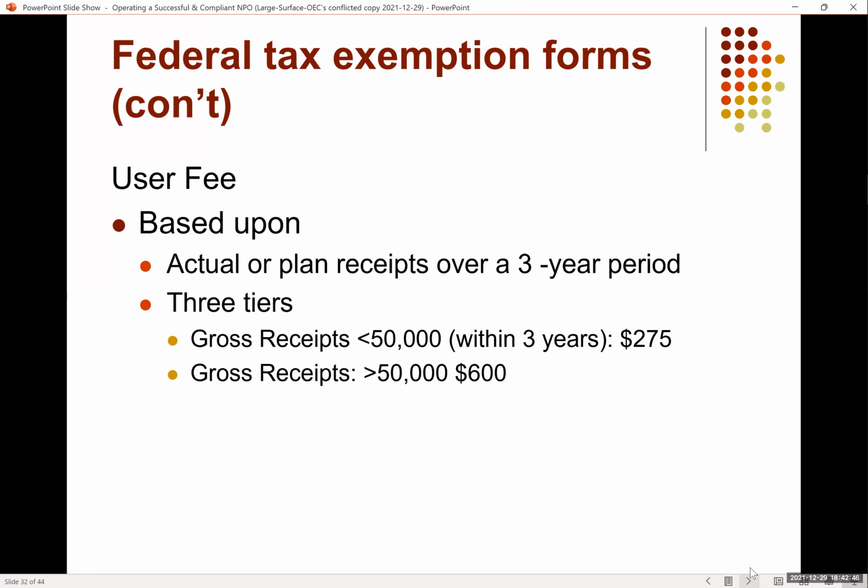Now, I get a question all the time. What if you're at $51,000 or $50,001? I have looked, I have asked, and no one has told me what the loophole is. But most people know in general, like I said, if you're just going to be doing 1 or 2 big activities a year, if you're just going to be giving out a scholarship, then it's going to be the 1023-EZ. So that's how you figure that out.